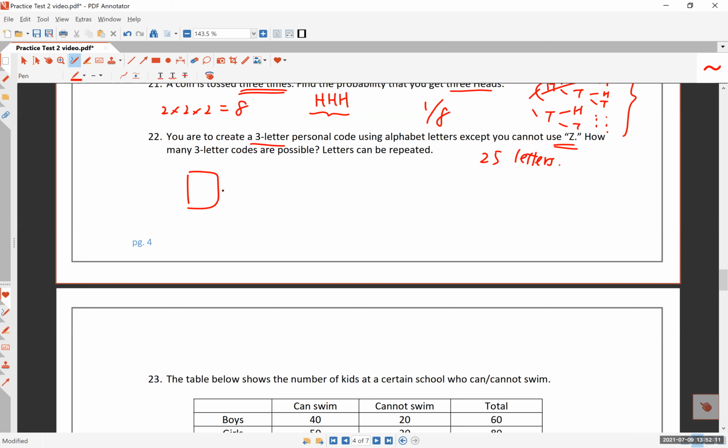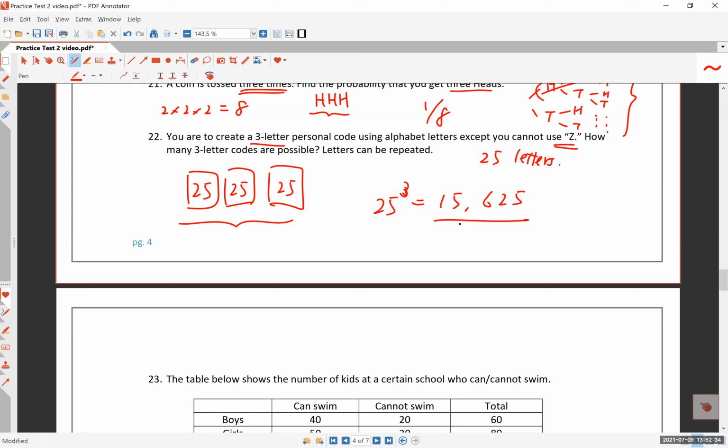So you basically have a 3-letter code like this. You have 25 different ways to pick the first one, 25 for the second, and the same for the third. So the answer is 25 multiplied 3 times, and the answer is 15,625 different ways. Remember, the repetition is allowed, and order, of course, matters.